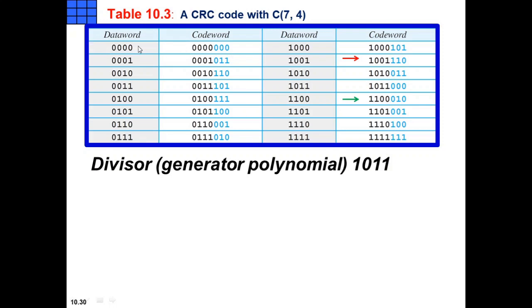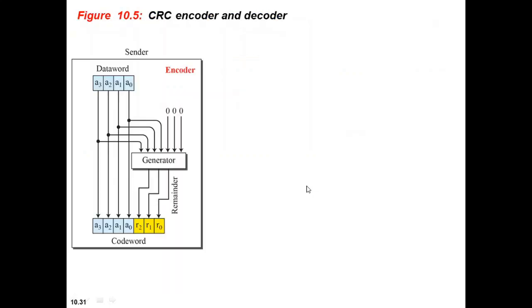This is your input, right? This is the data word. I want to arrive at this code word. To arrive at this code word, I need to do some division operation. For the division operation, I need a divisor. The divisor is called the generator polynomial. Given a data bit stream and a divisor, or generator polynomial, I can arrive at this code word. We will see an example of how to arrive at the code word.